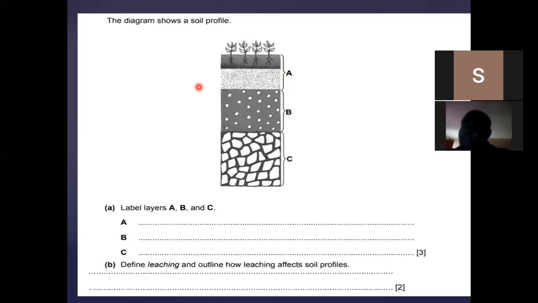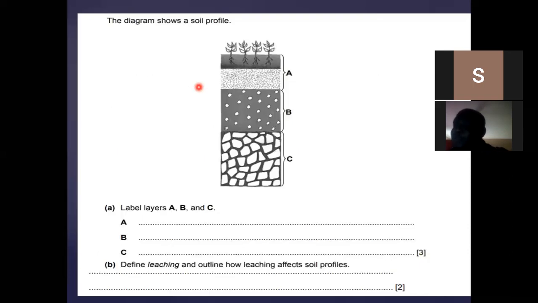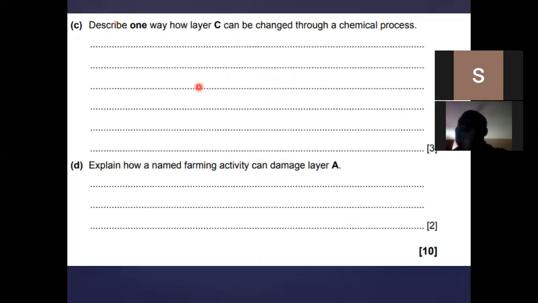Part B, define leaching and outline how leaching affects soil profiles. Do you know what leaching is? And do you know the effects of leaching on the soil profiles? What does it cause? What are its effects? This is what this question is trying to ask about. Also, in other ways, they can ask, describe one way how layer C can be changed through chemical processes. In other words, they are saying, how can layer C be exposed to chemical weathering?